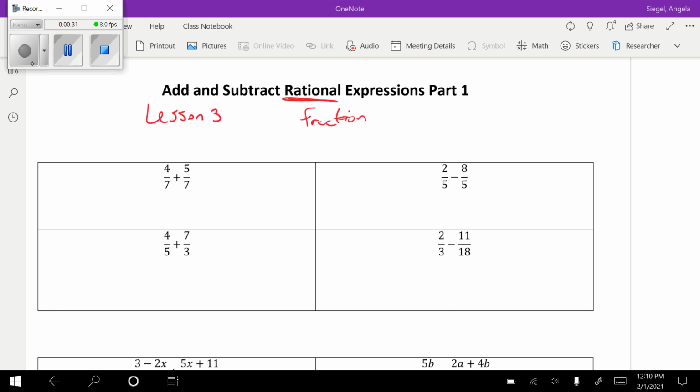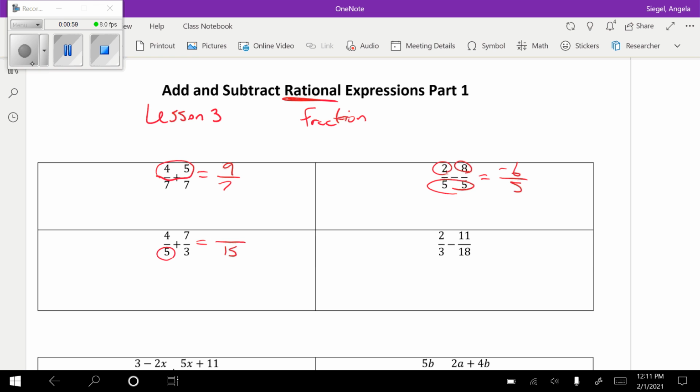Okay, so the thing with adding and subtracting fractions is that they have to have a common denominator. So if they have a common denominator, you can literally just add or subtract the top. So 4 plus 5 is 9/7. Same thing here. They have a common denominator, so I'm just going to take 2 minus 8 is -6 and put that over 5.